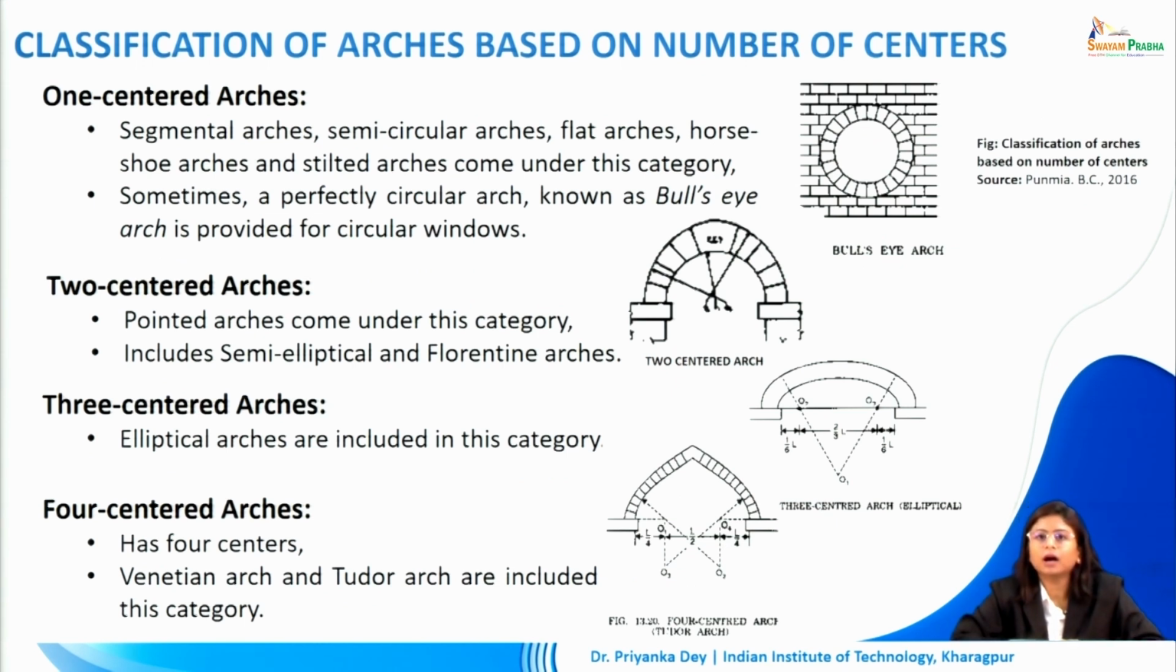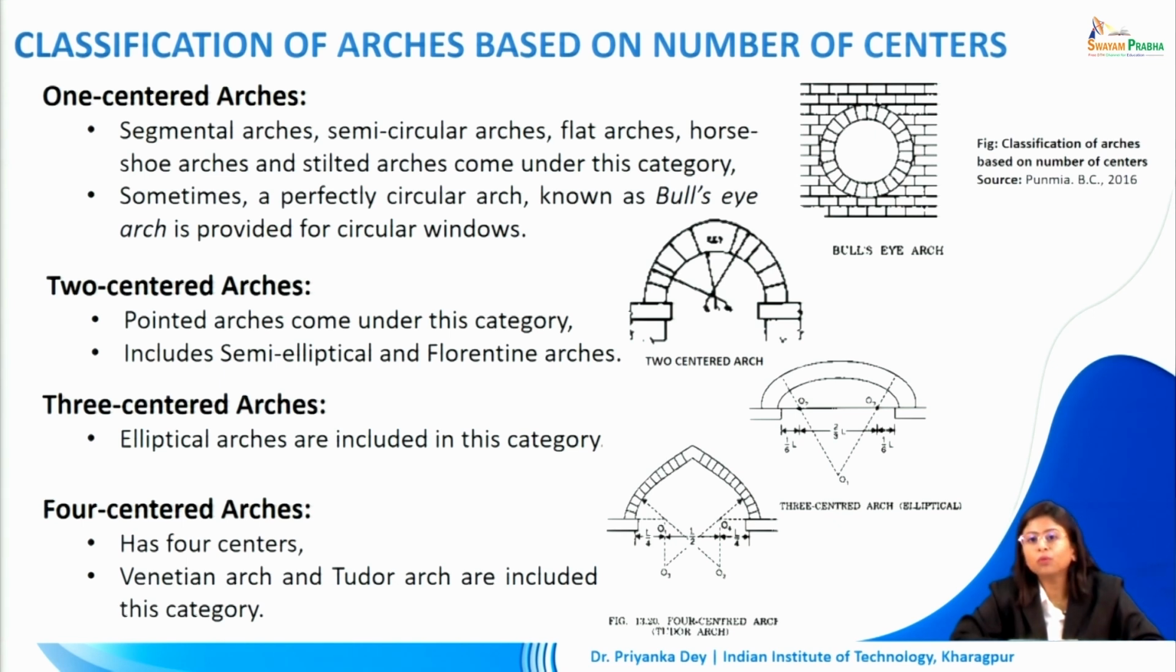One-centered arches are segmental arches, semicircular arches, flat arches, horseshoe arches and stilted arches. So under the category of one-centered arches, we can have 1, 2, 3, 4, 5 types of arches.